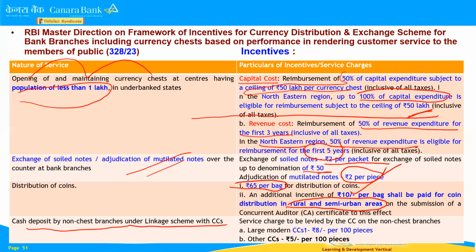Then the service charges, I already told you, large modern, earlier also discussed, 8 rupees per 100. For other currency chests, it is 5 rupees. Currency chests are 2 types. One is large modern currency chest. One is normal currency chest. Large modern means so much investment they made. RBI told per packet of 100 rupees, you have to give 8 rupees commission. For normal chest, 5 rupees commission you have to pay.